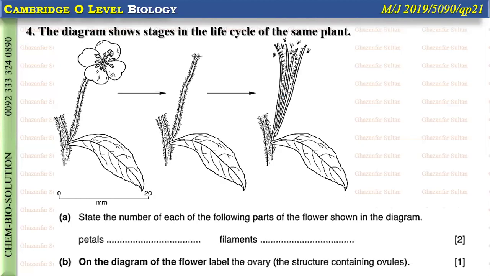This is question number 4, paper 2, variant number 1. So you can say this is QP21, May June 2019, CIE Biology 5090. This question is regarding sexual reproduction in plants. So in this question number 4, the diagram shows stages in the life cycle of the same plant.